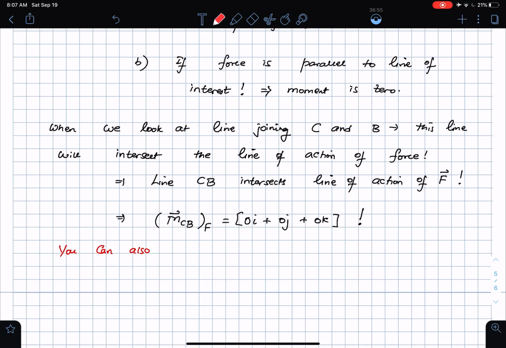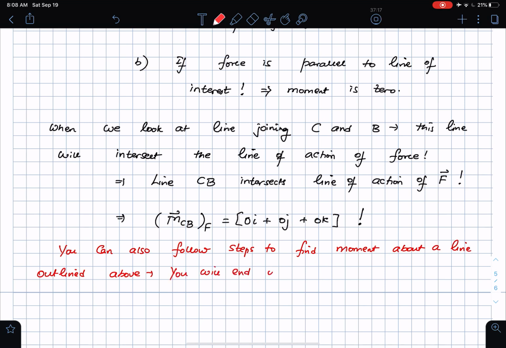Okay, that's something that I want to write down, so you can also follow the procedure above, follow the steps to find the moment about a line outlined above. You will end up getting MCB to be 0.